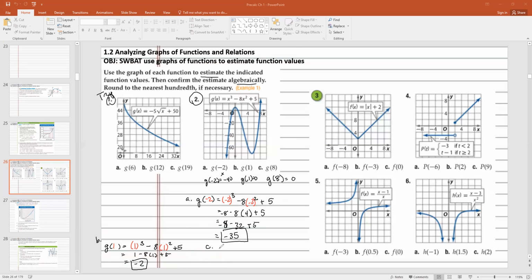And C, G of 8. So we're going to have 8 cubed minus 8 times 8 squared plus 5. All right, so there you go.